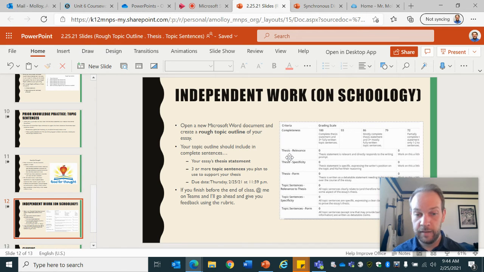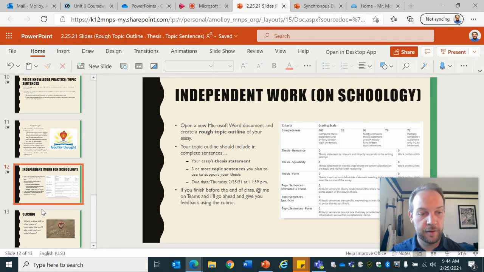I was going to make it due today. Let's move that due date back to tomorrow at 11:59 p.m. You'll see the rubric once you go to Teams. I'm only going to be grading for completeness. You see the rubric on the top there, scale of 100. And then everything else is just feedback for you guys. So as long as you get that complete, you'll be able to get full credit there.